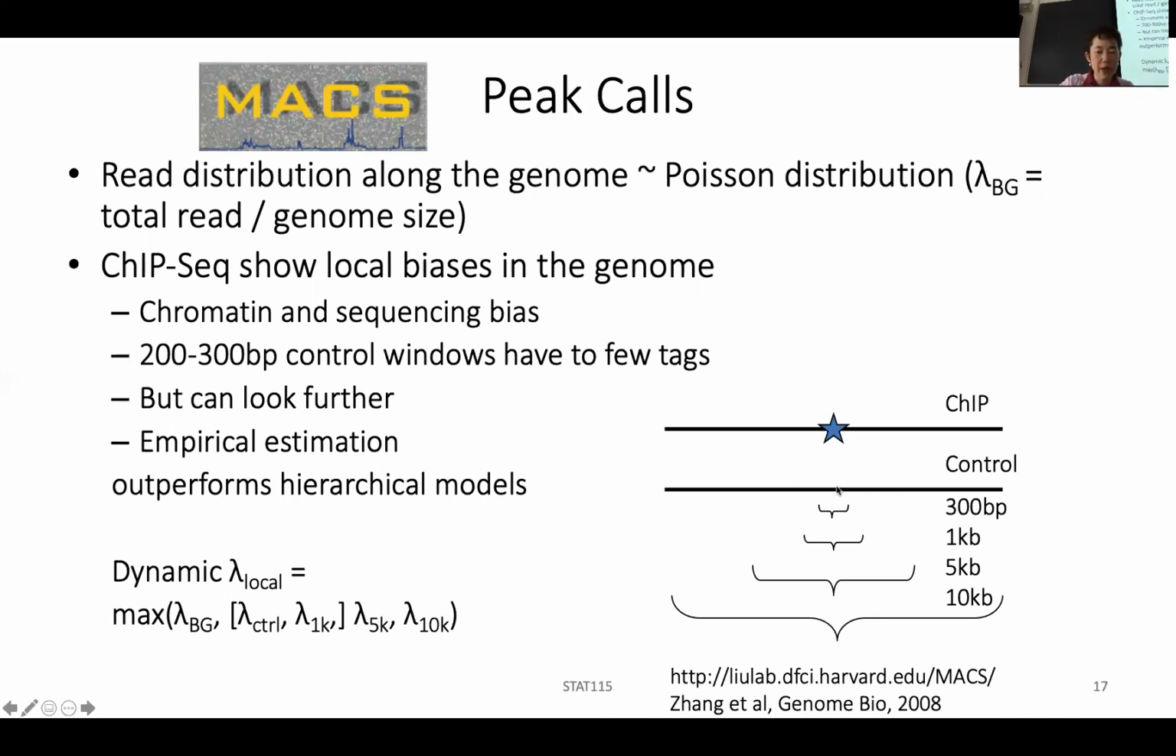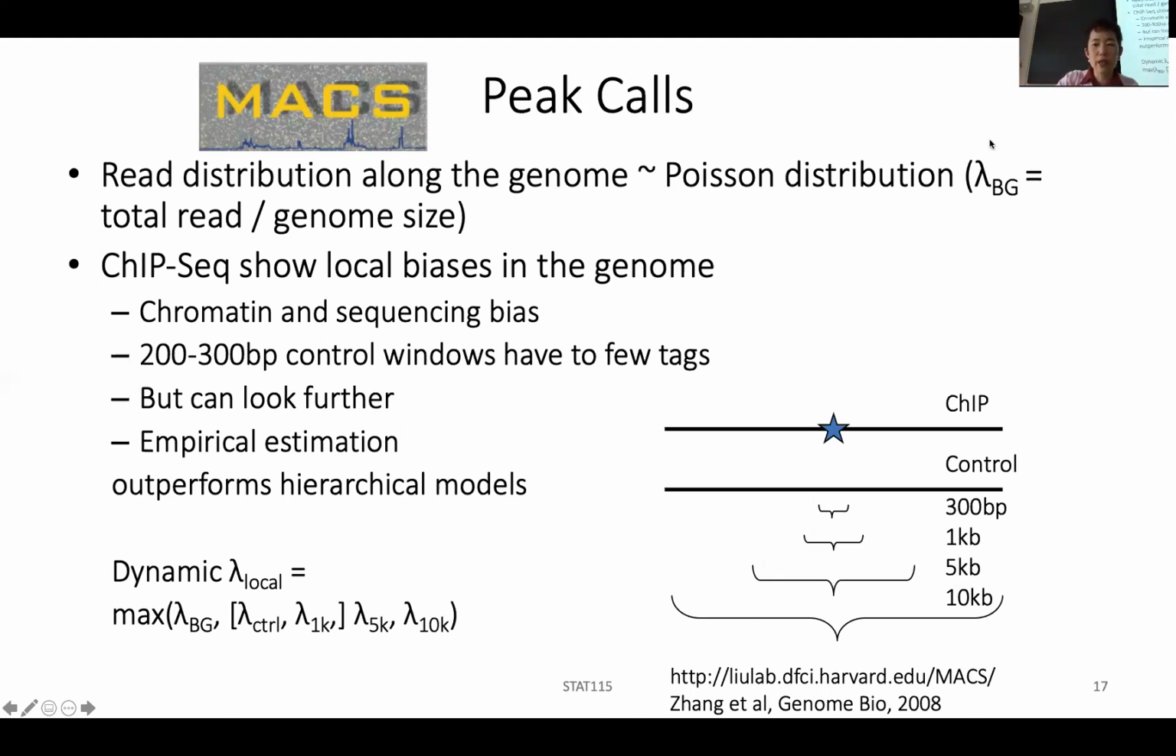And so what we do is we estimate the parameter right underneath this ChIP region that seems to have some reads that are potentially interesting. So just say it's 300 base pairs, we also look at 1 KB, we also look at 5 KB, and we look at 10 KB. In case the estimation on the short region is not robust, we do these different estimations, and also we do the whole genome read count.